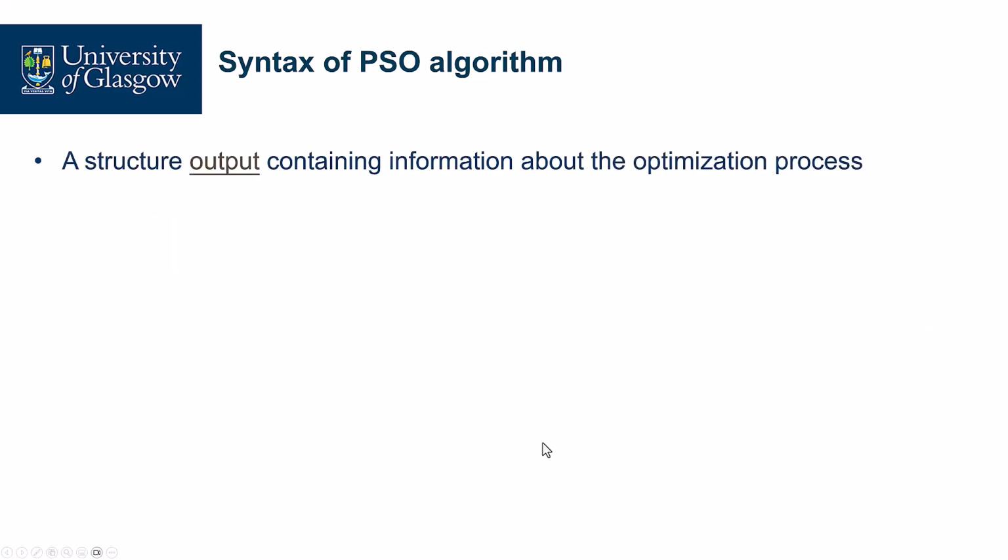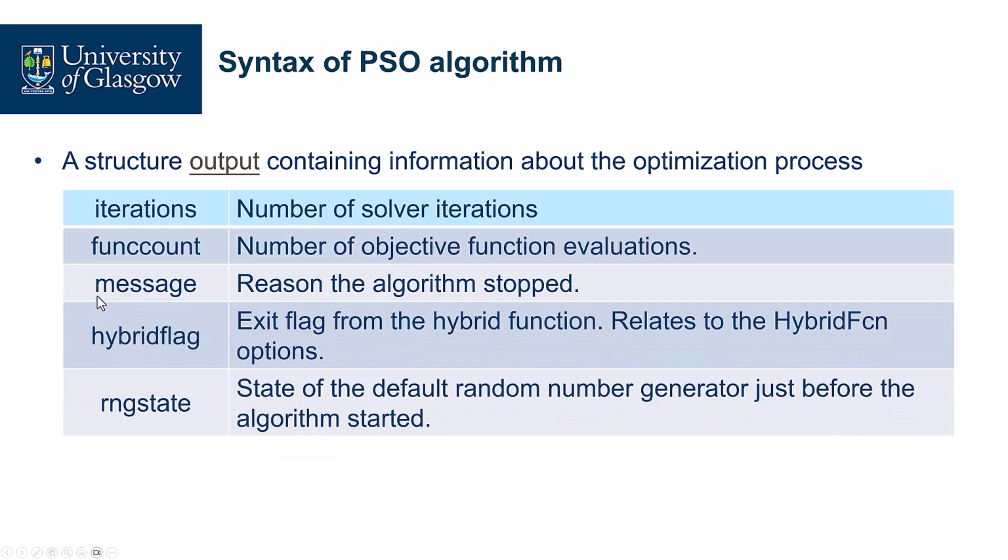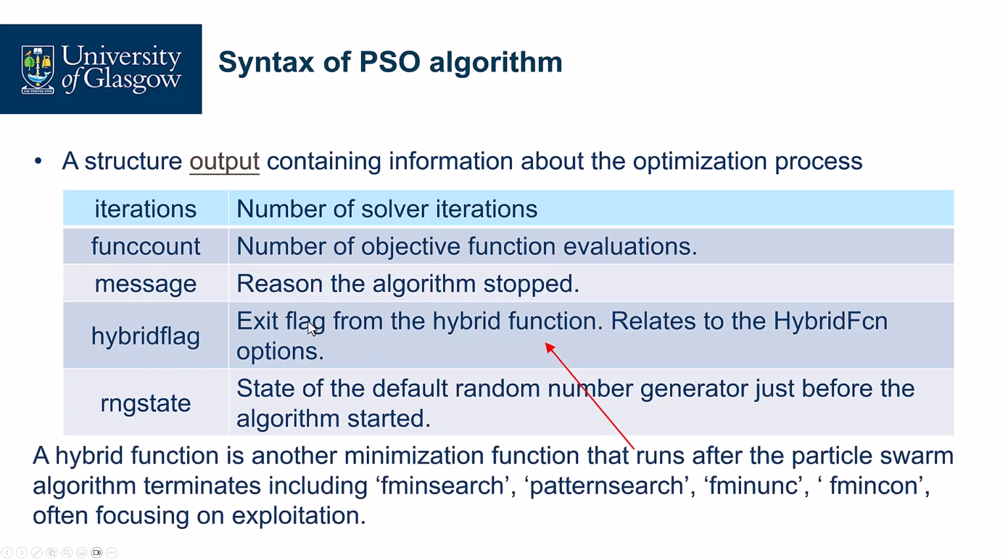And output is a structure. This contains the information of the whole optimization process. So it has several properties, such as the iterations, the number of iterations the PSO solver has used, and the function count, the number of objective function evaluations, and the reason for the algorithm to stop, and about the random number used. And here is one we call the hybrid flag. This is the exit flag from the hybrid function. So this relates to hybrid function objects.